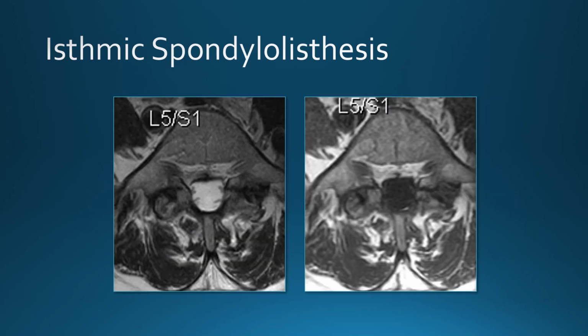Here's an axial image showing the bilateral pars defects. Often it's a little bit hard to see on the axial image, but one finding that's helpful is the central canal is widened from front to back in these patients.